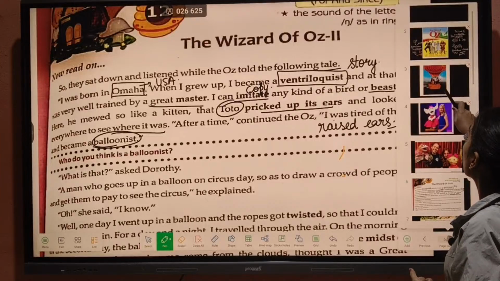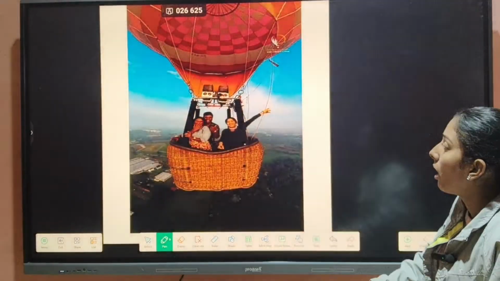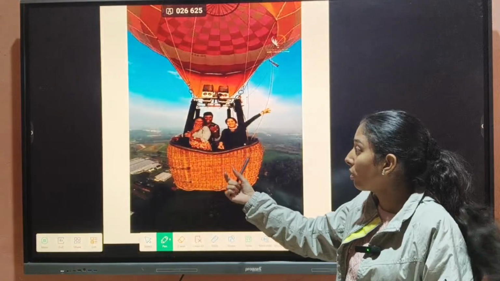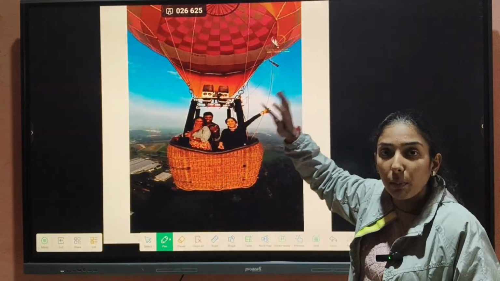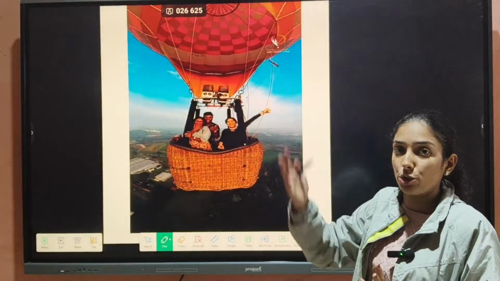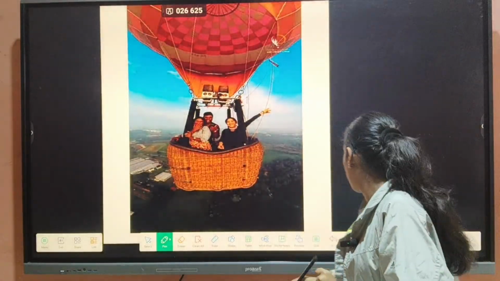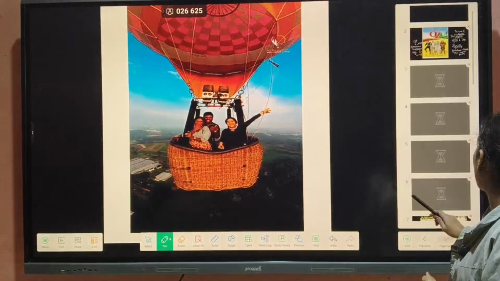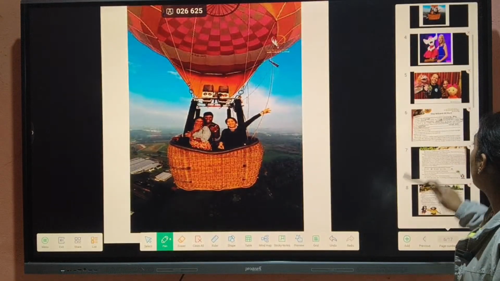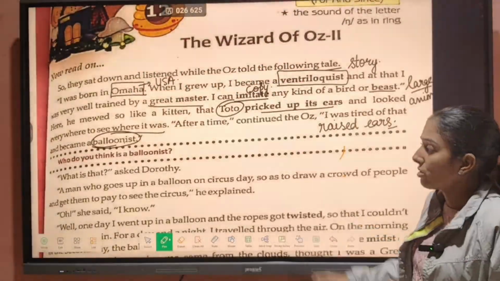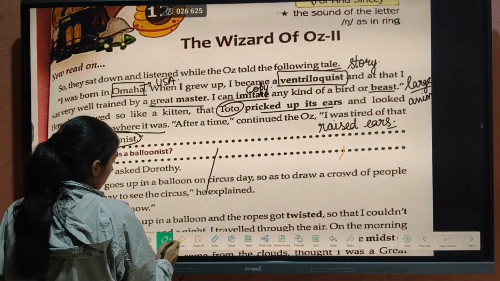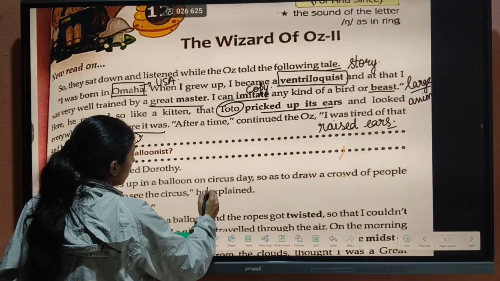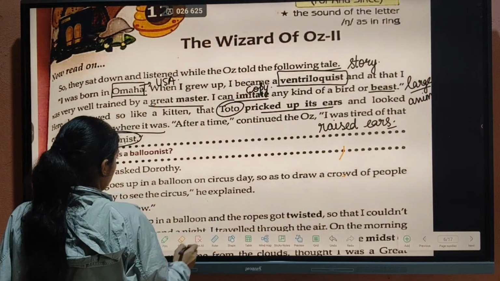So now, guess what is a balloonist? A person who goes in a circus and who flies in a hot air balloon like this, and they do air shows. It is called a balloonist. Okay, so beta, later on he became a balloonist. "What is that?" asked Dorothy. Now Dorothy is asking what is a balloonist?